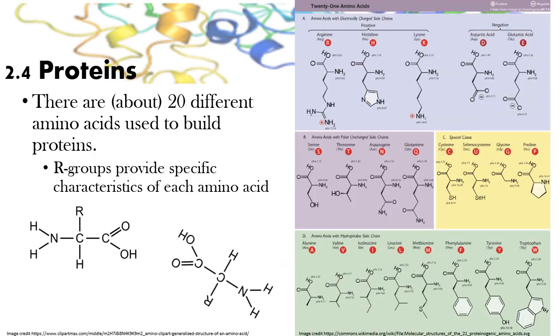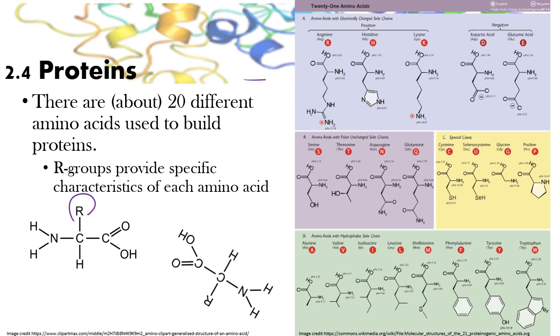We mentioned a couple slides ago that the R group is what makes one amino acid different from the other. There are about 20 different amino acids that we use to build our proteins. There are more than 20 amino acids, but there's like 20-ish that us living things use to build proteins. Those R groups are what are different from one amino acid to the other and what give the specific characteristics to our different functioning proteins.